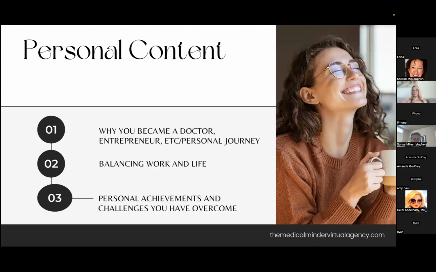Personal content. Once again, this is trying to figure out your boundaries, how much personal life you want to share. But share why you became a doctor, why you became an entrepreneur, your personal journey, how you balance work and life. A lot of people need to know that. We all have problems overworking and stressing and burning ourselves out. And sharing our experience with that, no matter what niche you are, everyone can learn from that. And even personal achievements and challenges that you have overcome.